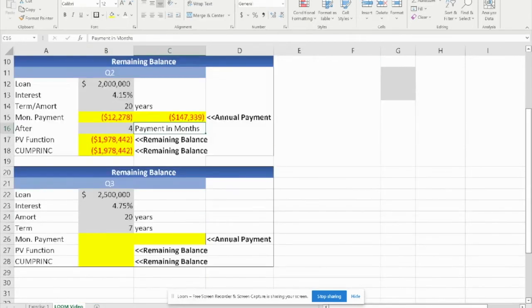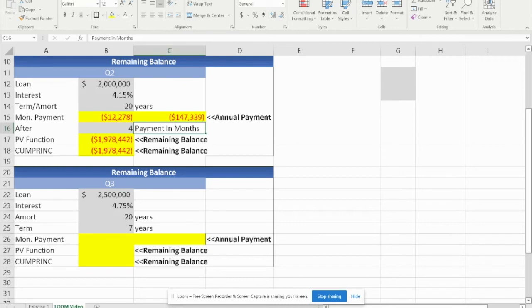Let's do the same exercise, but using the remaining balance for years. So we're going to do the same problem here. It's asking you if you borrow $2.5 million at a rate of 4.75. This is not a fully amortized loan because your amortization period is 20 years and your term is 7 years. This is a balloon payment, not a fully amortized loan, meaning after 7 years, you'd have to either refinance or sell the property.